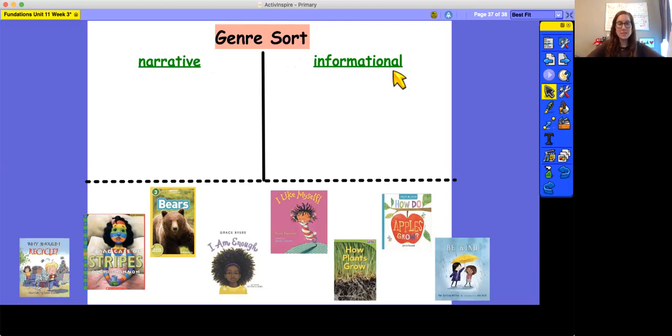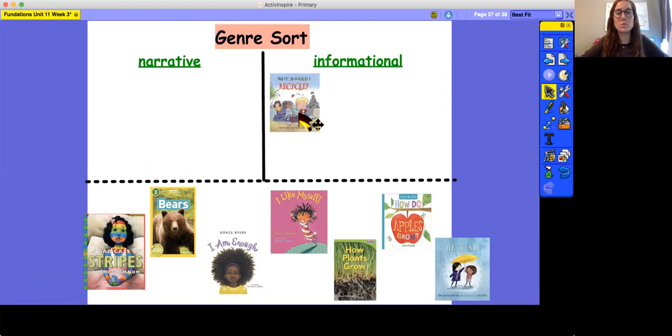So I've got 8 different books on the bottom. Some of them are narrative books that just tell stories, and some of them are informational. They teach us something. So let's try and sort them between narrative and informational. This first book is called Why Should I Recycle? So this book is going to teach why you should recycle. So does that sound like something that tells a story or teaches information? Good, it's informational. It will teach you why you should recycle.